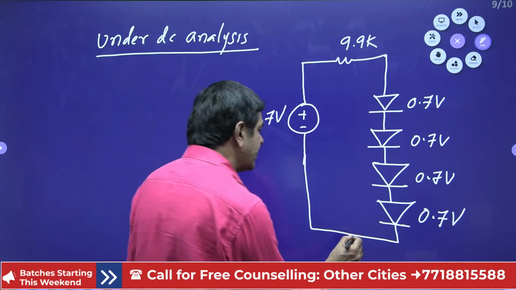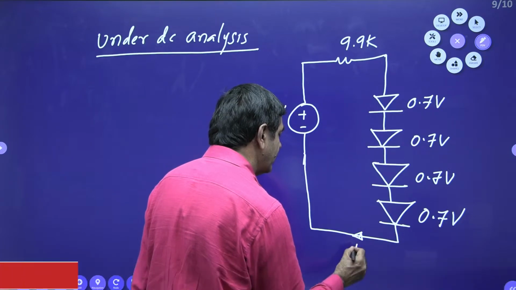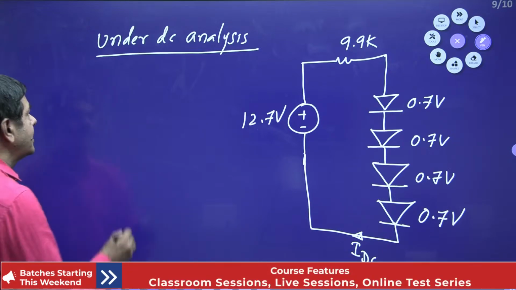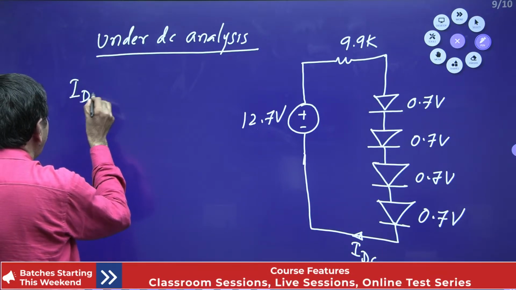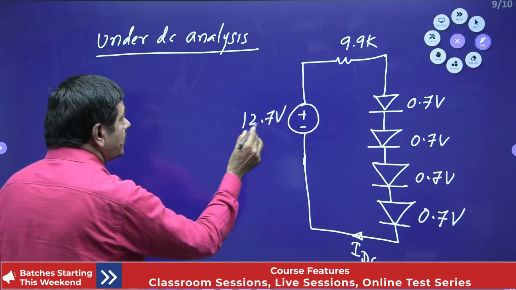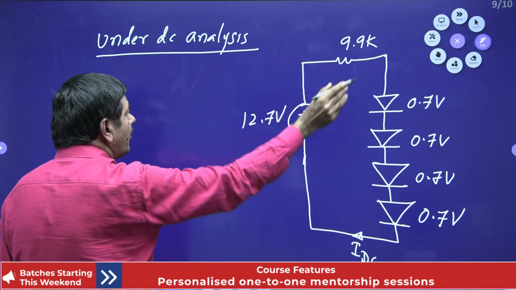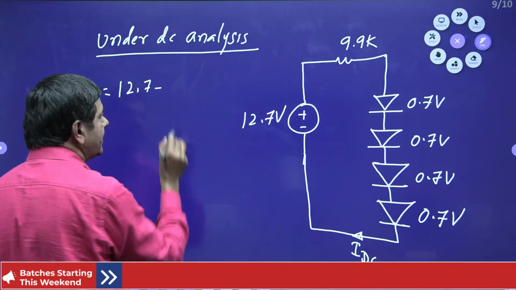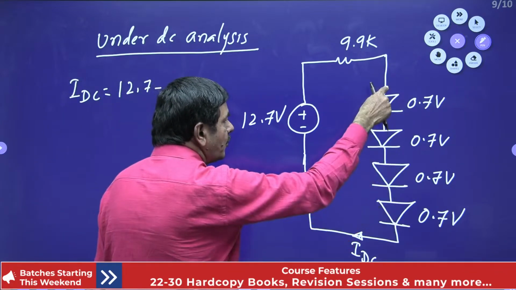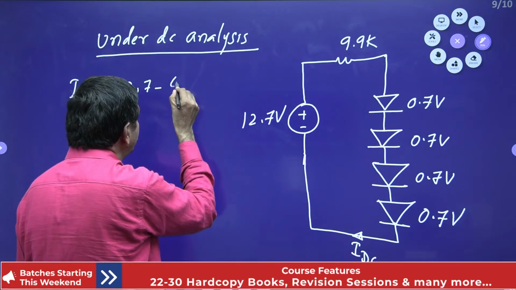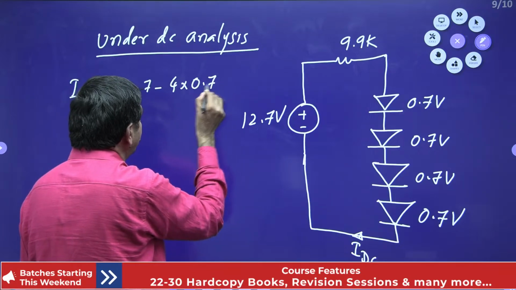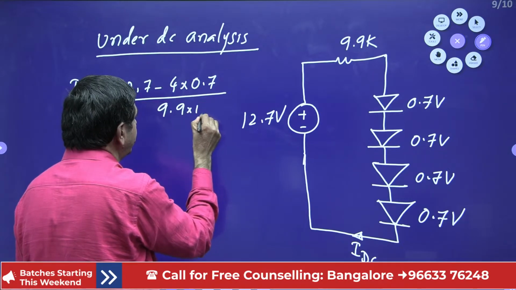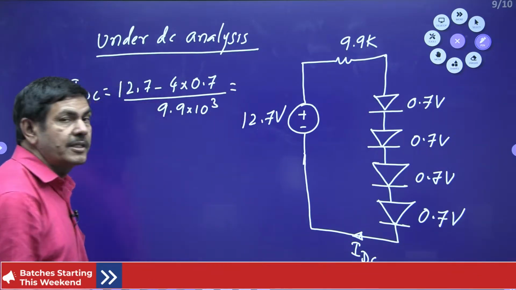I wish to find what is IDC. This current I want. How can I get that value? IDC I can get from this formula. IDC is nothing but the current across 9.9K. According to Ohm's law, (12.7 minus 0.7 into 4 diodes, 4 into 0.7) divided by total resistance 9.9K. Yes, you can measure what is IDC.